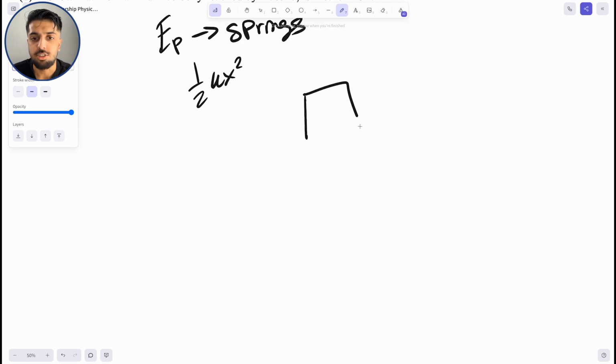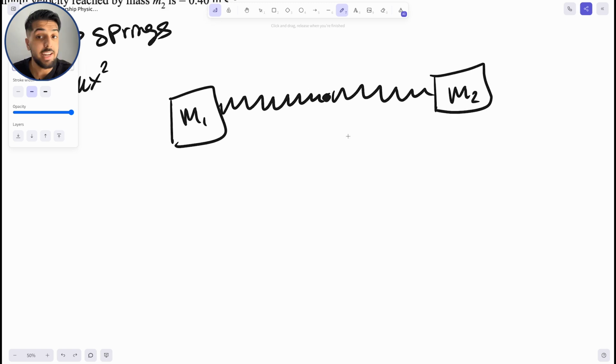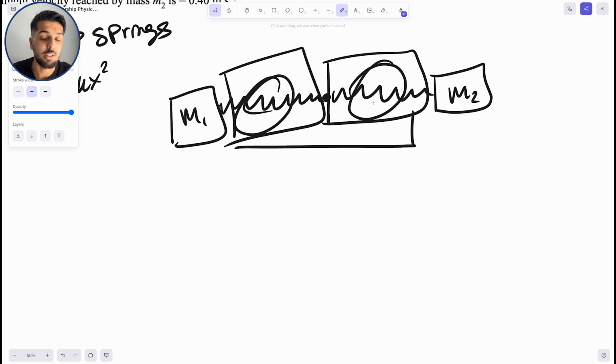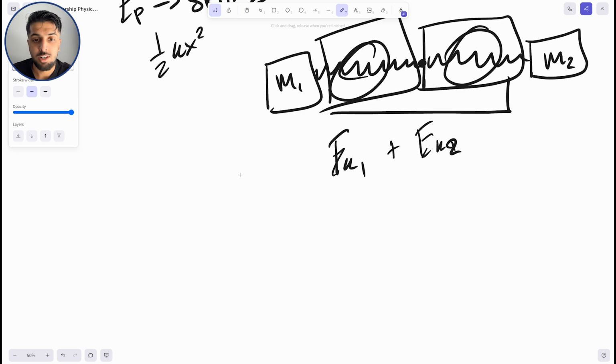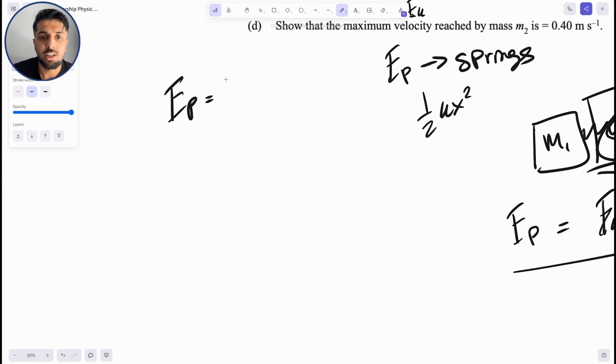Now, if we draw our situation again, we have our spring like this, and then we have M2 right here. We don't know the halves of the spring, but what we do know from previous questions is that we have effectively combined these springs together. So we can take the total energy from this half of the spring and this half of the spring, and that should equal the EK of M1 plus the EK of M2, right? So the total potential energy in the springs must be this equation right here.